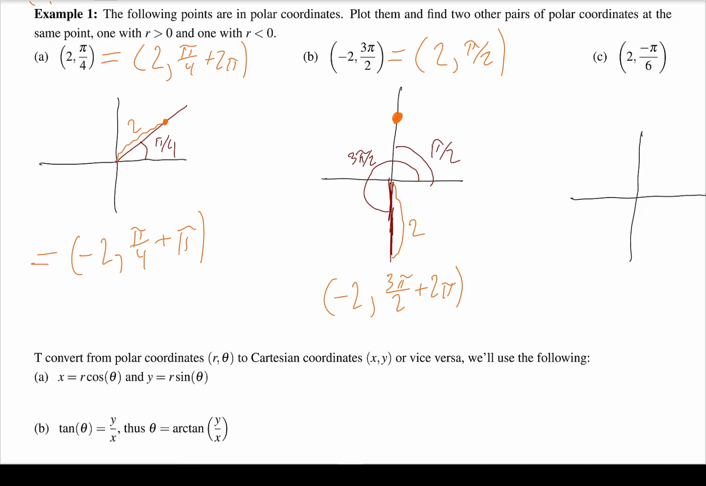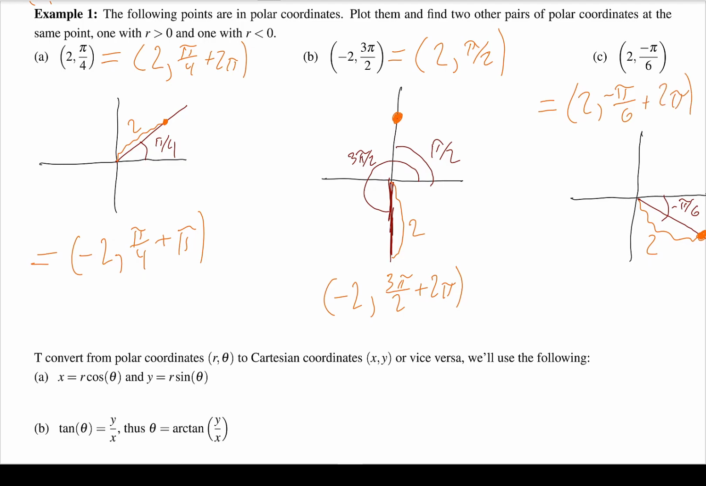Okay, now let's look at part C. So for part C, I'm supposed to rotate -π/6. So that would be somewhere down here. And then we'll have radius 2. So let's say this line segment right here has length 2. Then this is where our point would be. Okay, well this is also equivalent to if I had just added 2π to the radius.